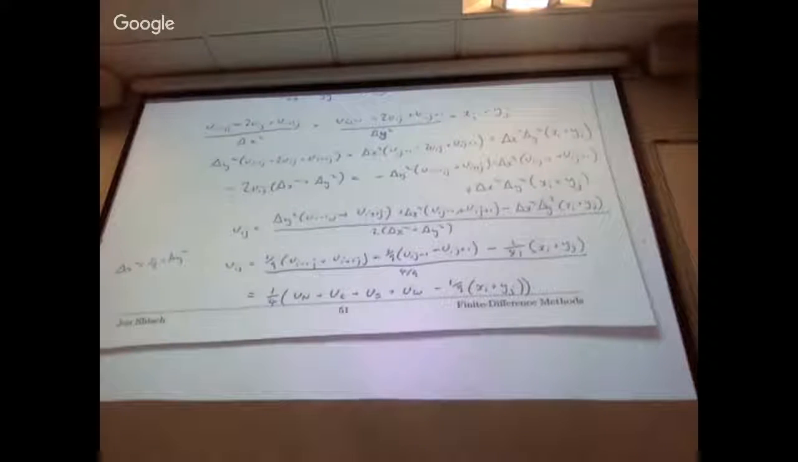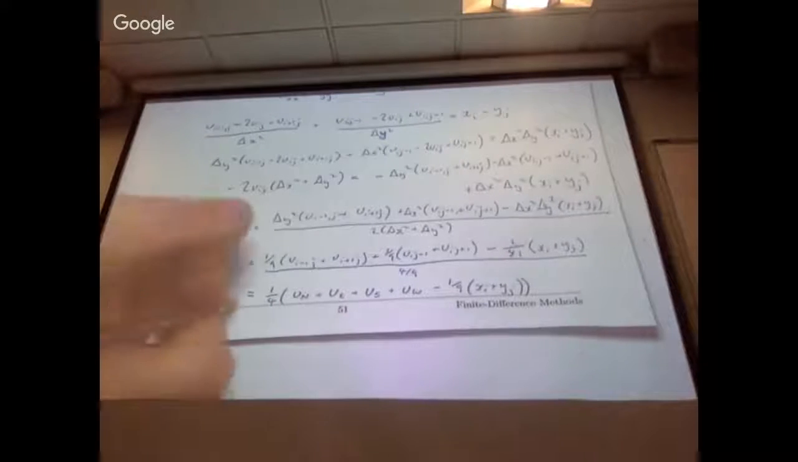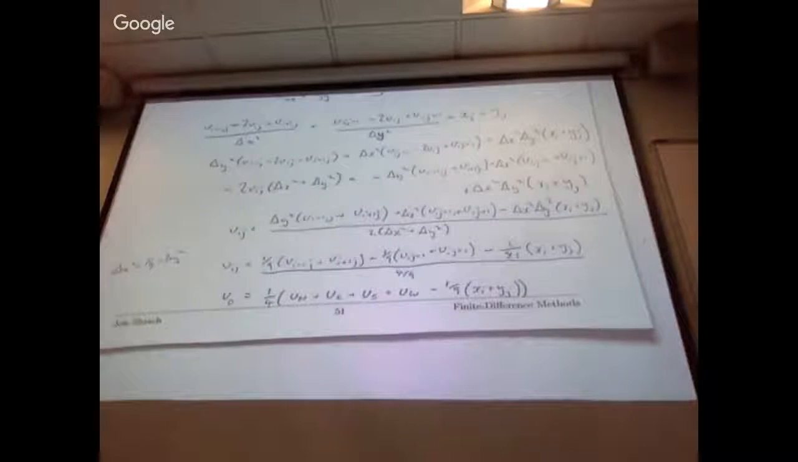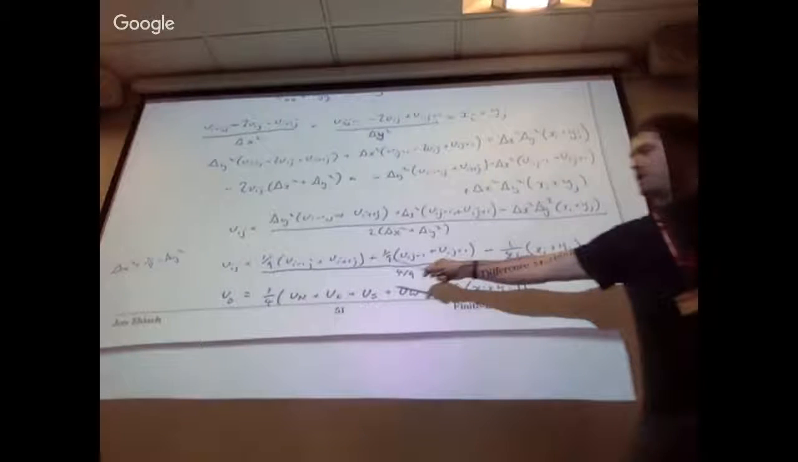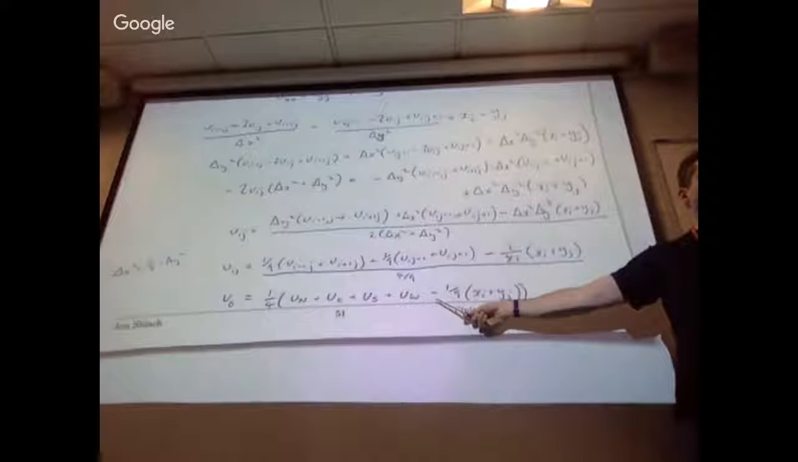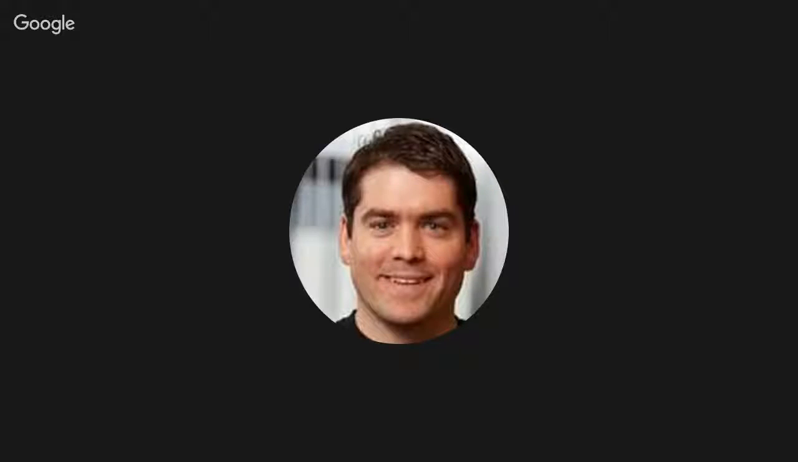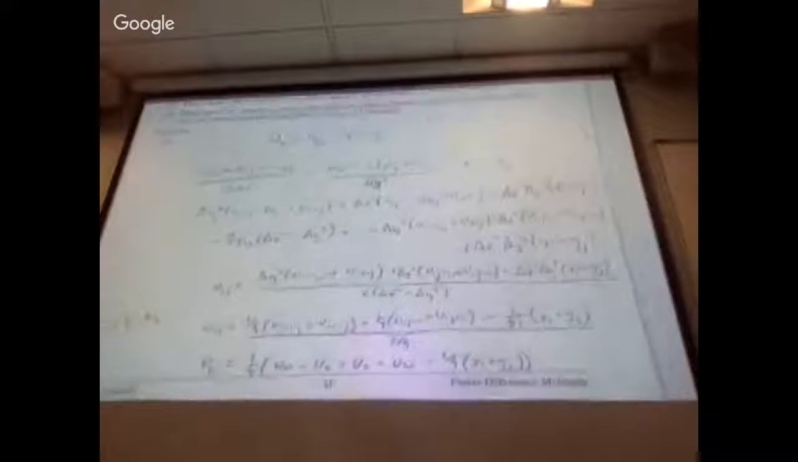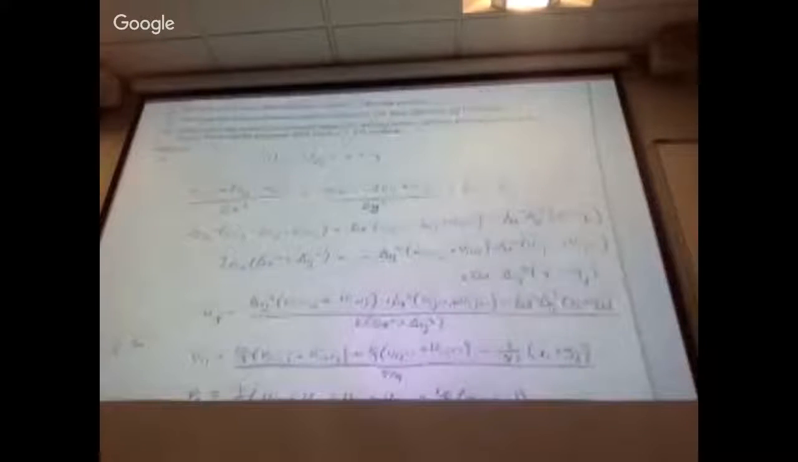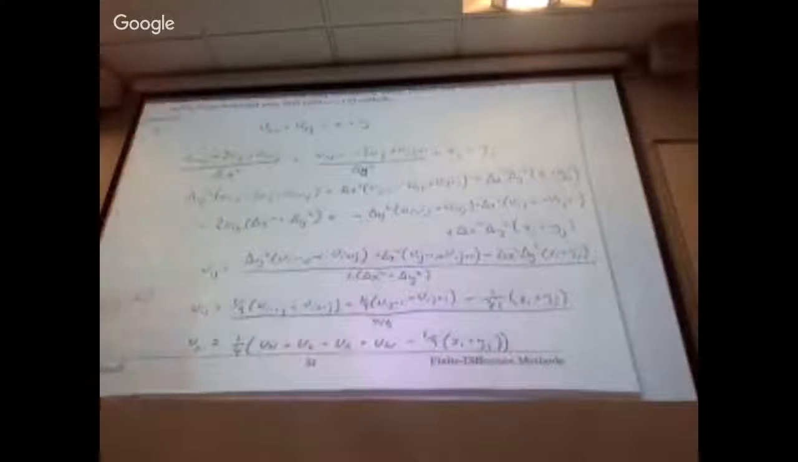That will give us the value of uij, or I should say u0, the original value. That will give us this value based upon the values of its neighbouring nodes plus this in there, on the right-hand side of Poisson's equation. Okay, so that was to derive a second-order finite difference scheme.